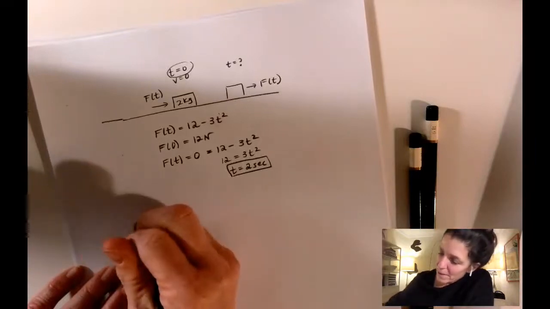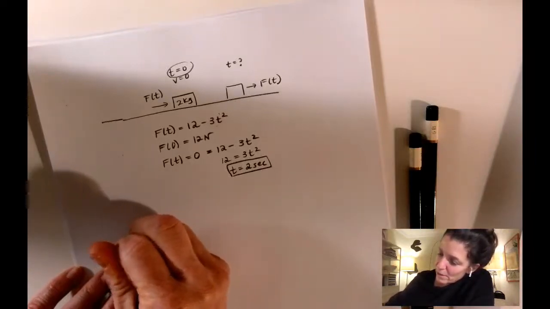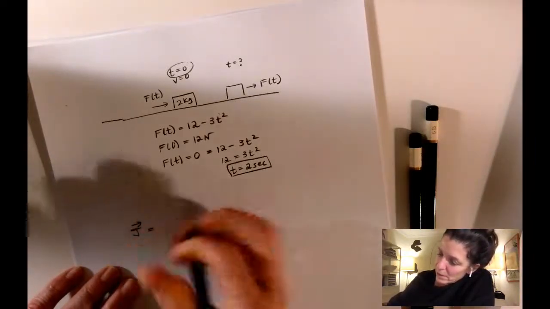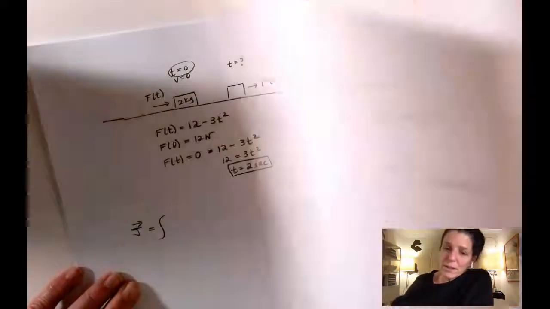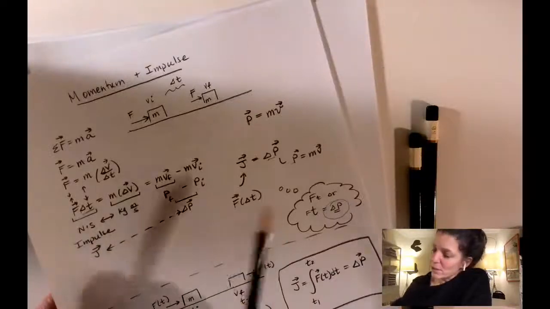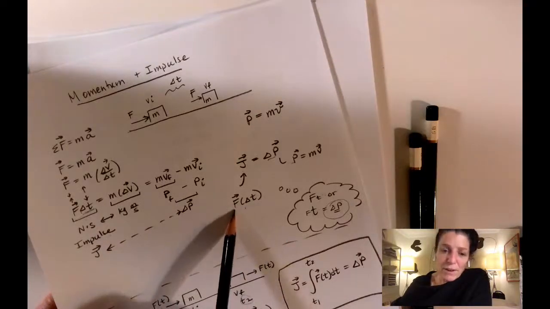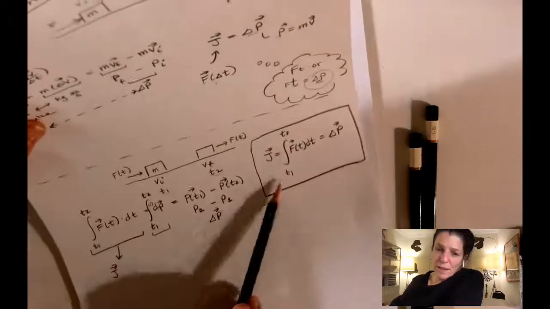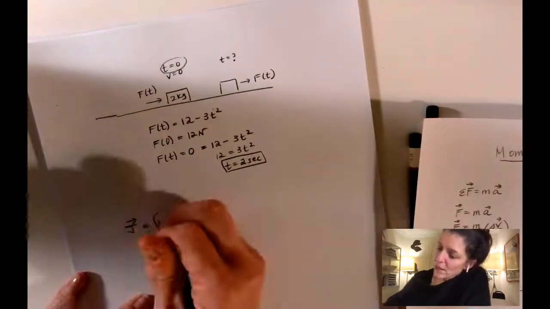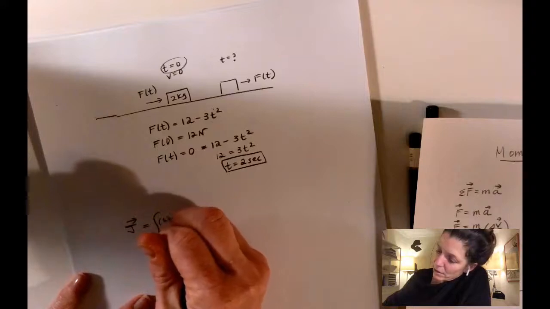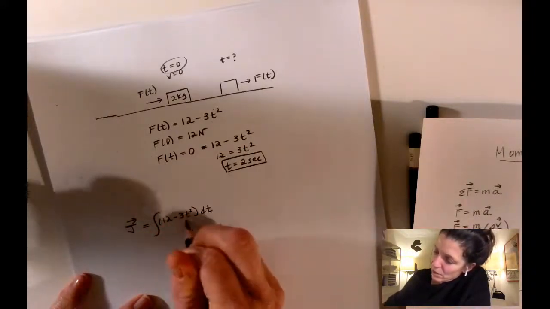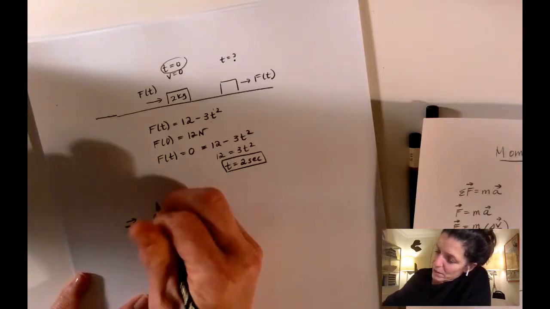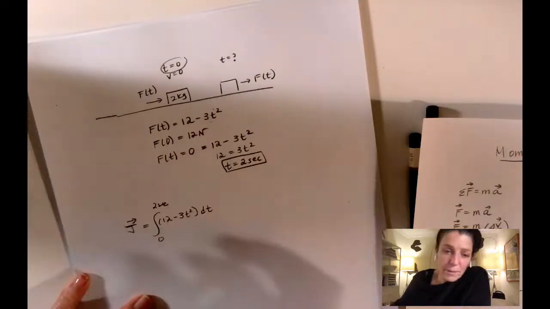All right. So if I want to figure out the impulse, the way I do that is by evaluating my integral. I can't use this equation because my force is variable. I have to come over here. I have to use my integral. J equals the integral of 12 minus 3t squared dt. That's the force dt from 0 to 2 seconds.